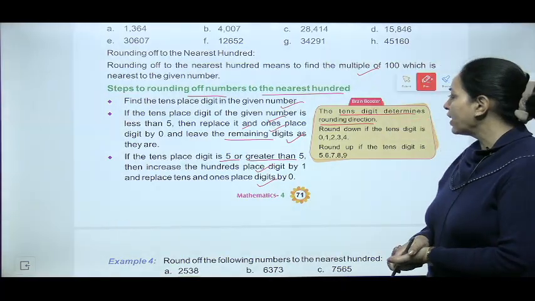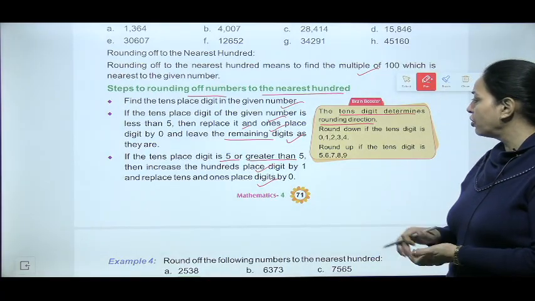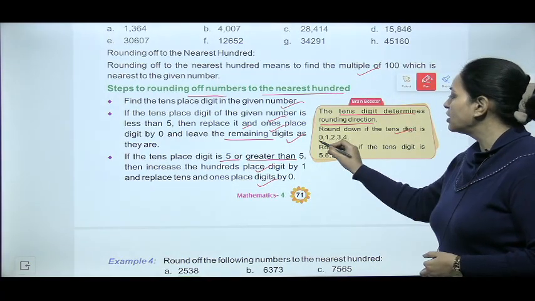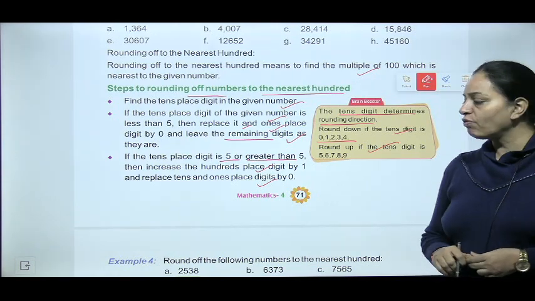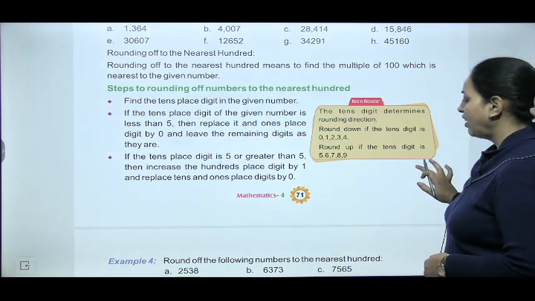Now brain booster, the tens digit finds the rounding direction. Round down if the tens digit is 0, 1, 2, 3, 4 and round up if the tens digit is 5, 6, 7, 8, 9.